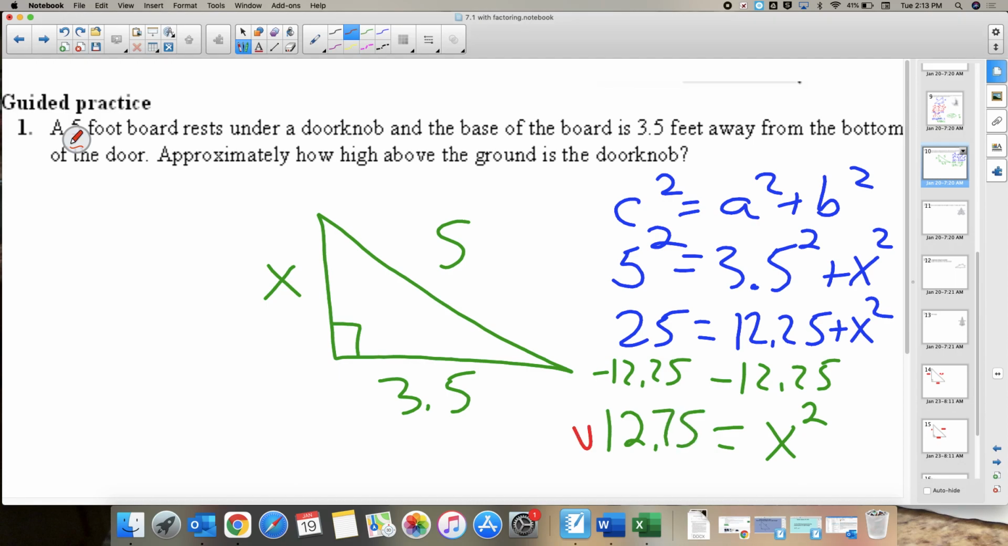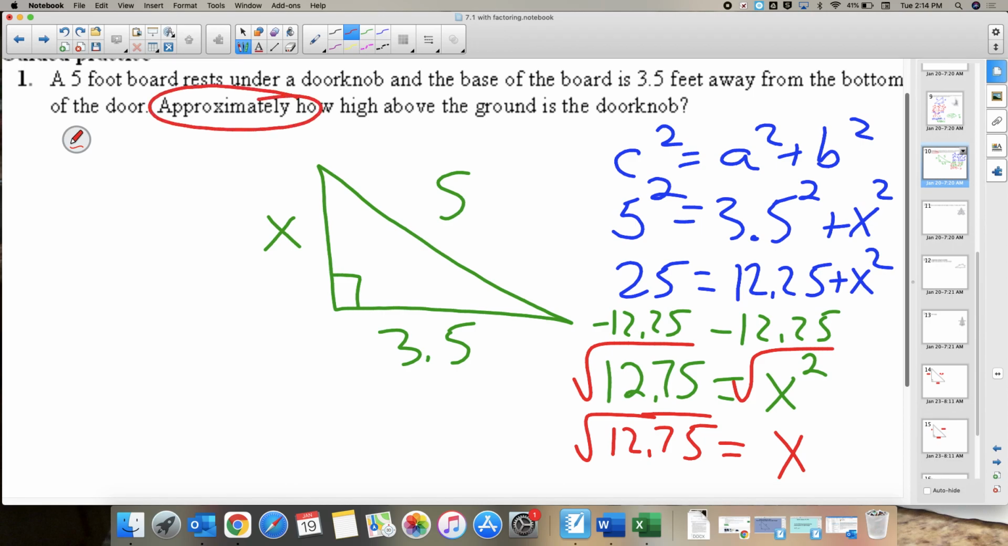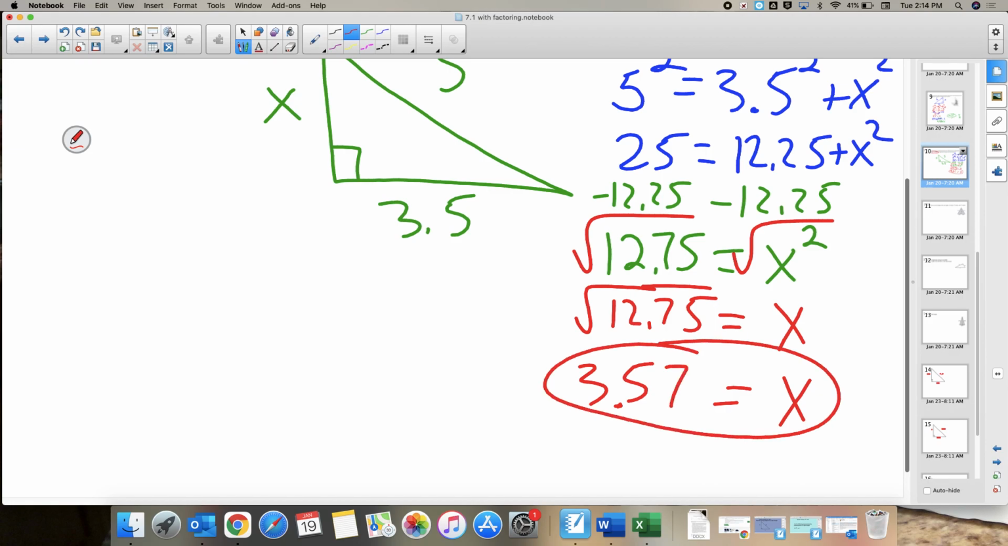And then to finish, we take the square root of each side. So we have x equals the square root of 12.75. Now, if you look at the directions here they do say approximately how high above. So now we can take that square root of 12.75 and round our answer. We get 3.57 then as our rounded answer. Remember, your rule of thumb is to round to 2 decimal places unless they specify otherwise.